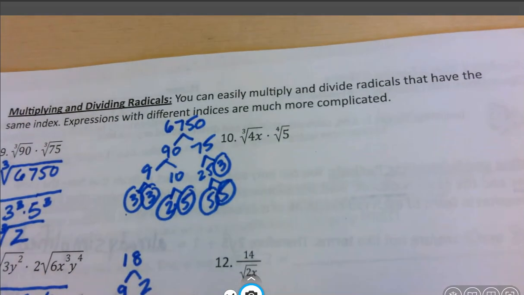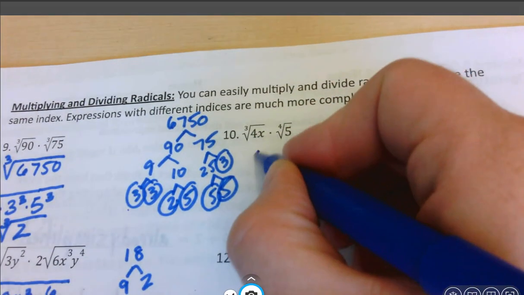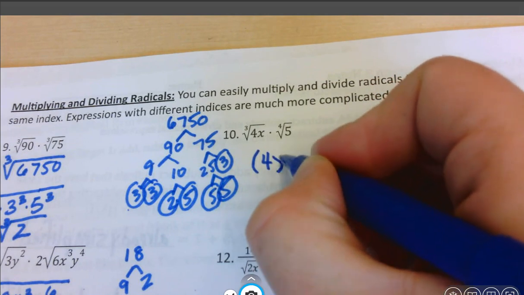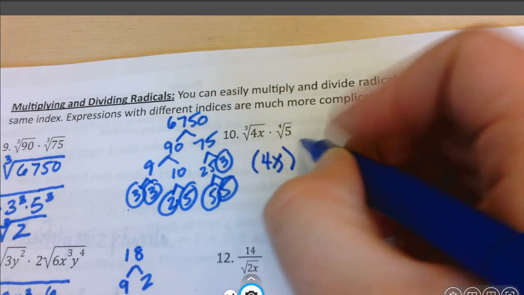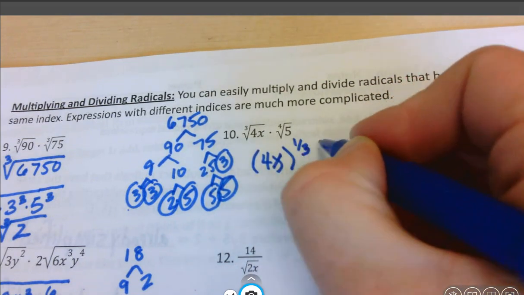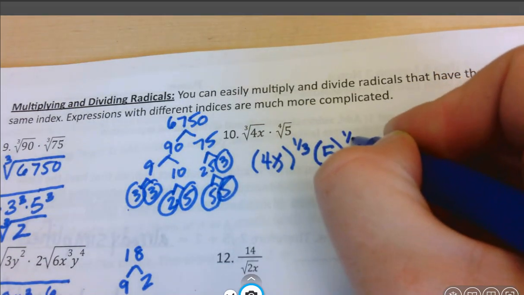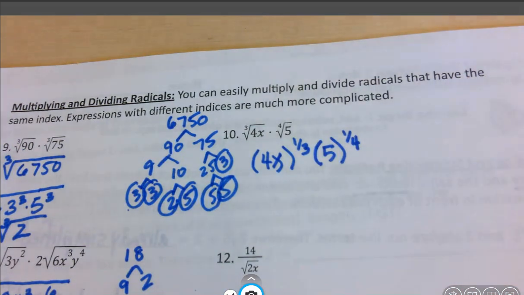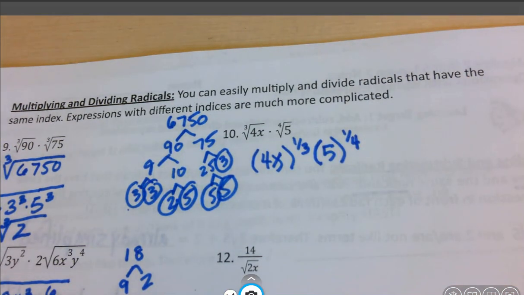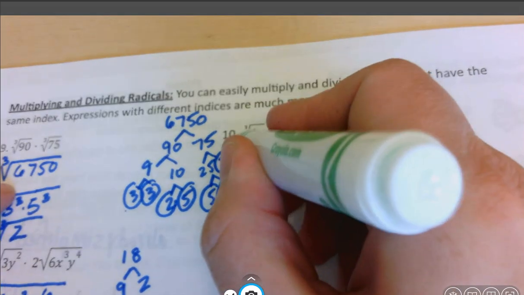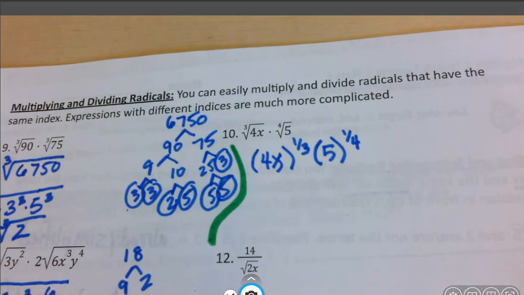All right, so let's look up here. I'm going to change this to be 4x to the 1/3. That's a weird x to the 1/3. And that's going to be 5 to the 1/4. Now, I didn't change anything. That's just a different way of writing the same thing. That's how you write a radical with an exponent. Sorry about the x. The x turned out really weird there.